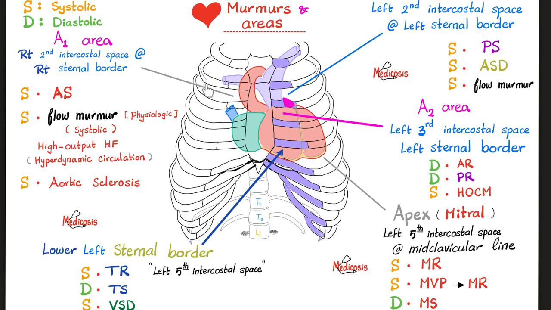The first aortic area is in the right second intercostal space near the right sternal border, because that's where the aorta is. Pulmonic area is in the left second intercostal space near the left sternal border, because that's where the pulmonary trunk is. Tricuspid area is at the left lower sternal border, usually in the left fifth intercostal space near the left sternal border. You could also hear it in the left fourth intercostal space. As for the mitral area, it is the same area as the apex of the heart.